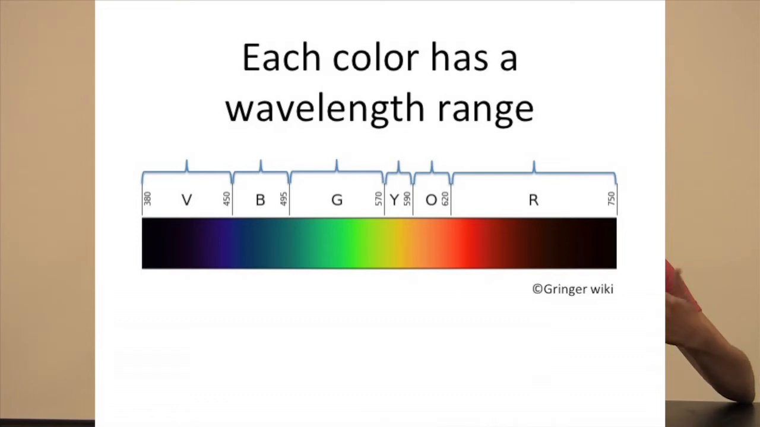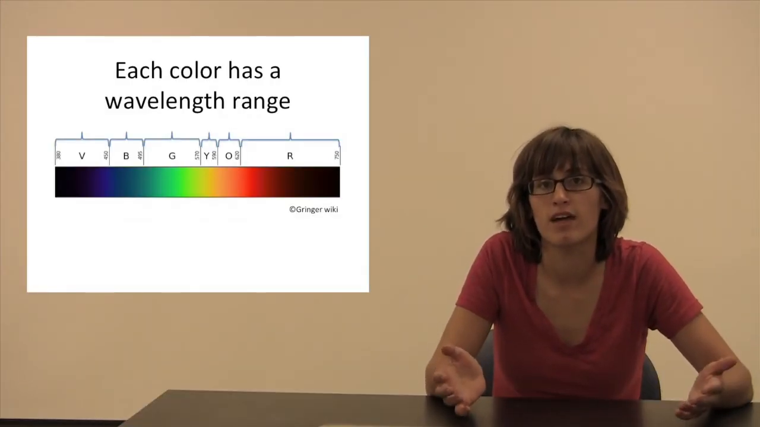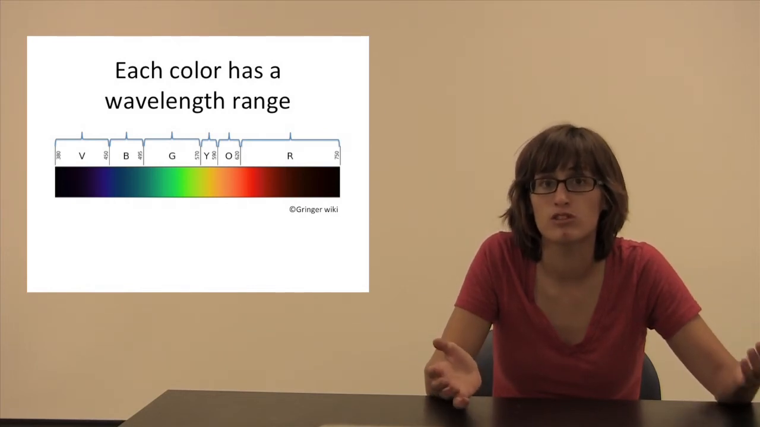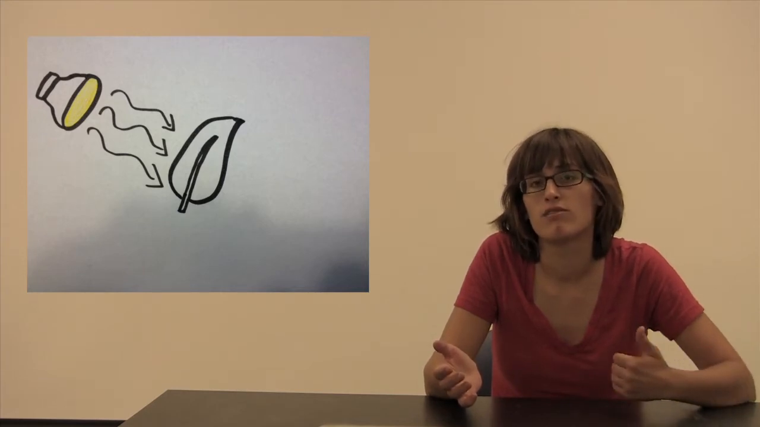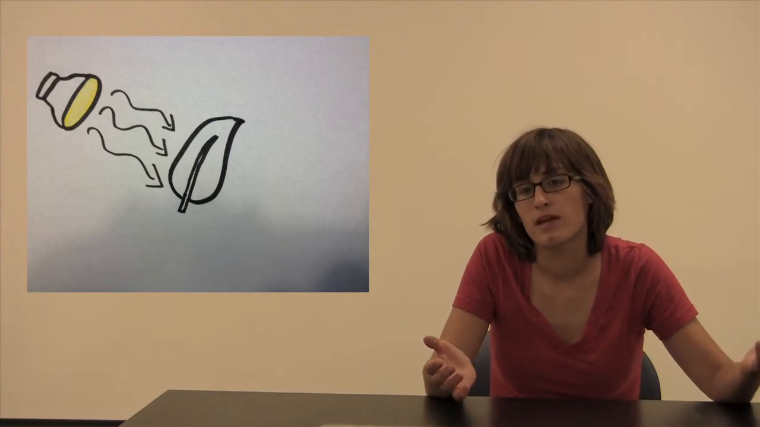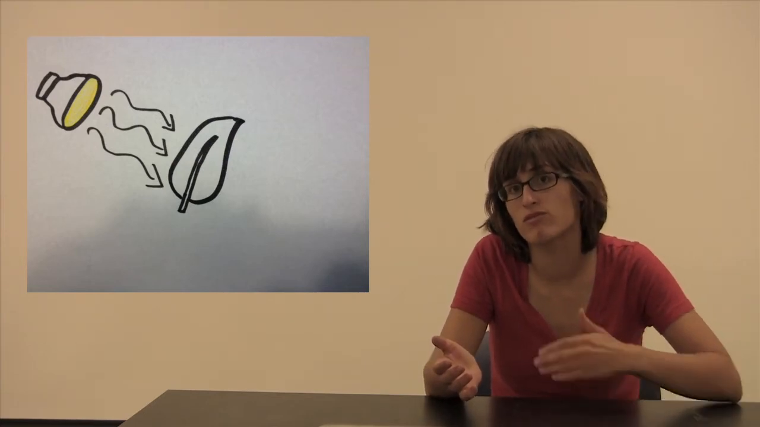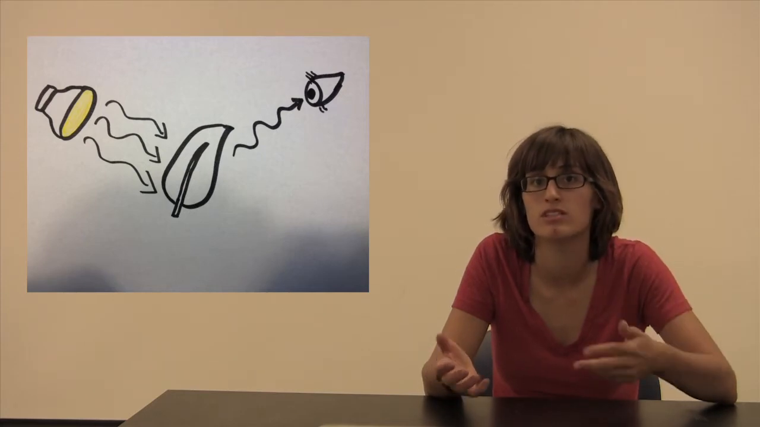Green, for example, has a wavelength range of 495 nanometers to 570 nanometers. So if light were to have a wavelength of, let's say, 500 nanometers, when it would hit an object, if the object reflects this wavelength back and hits our eye, we would perceive this object as green.